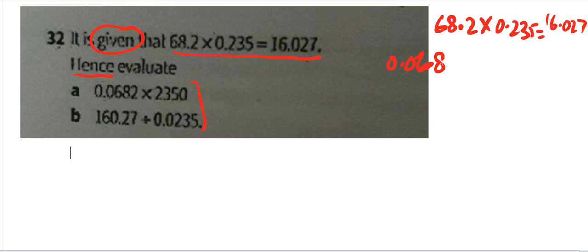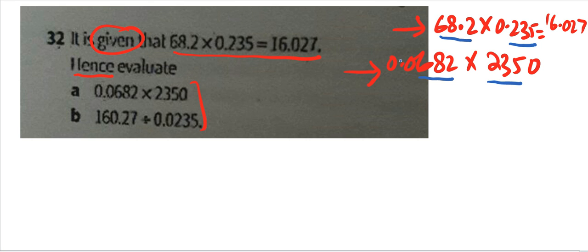And what we want to find is 0.0682 times 2350. Now what you have to observe here is how much change there is between the given value and the value in the question we want to evaluate. You can see that the digits are the same: 682, again 682, 235, again 235, but there is only a difference in the position of the decimal. So we will change the position of the decimal according to the given values.